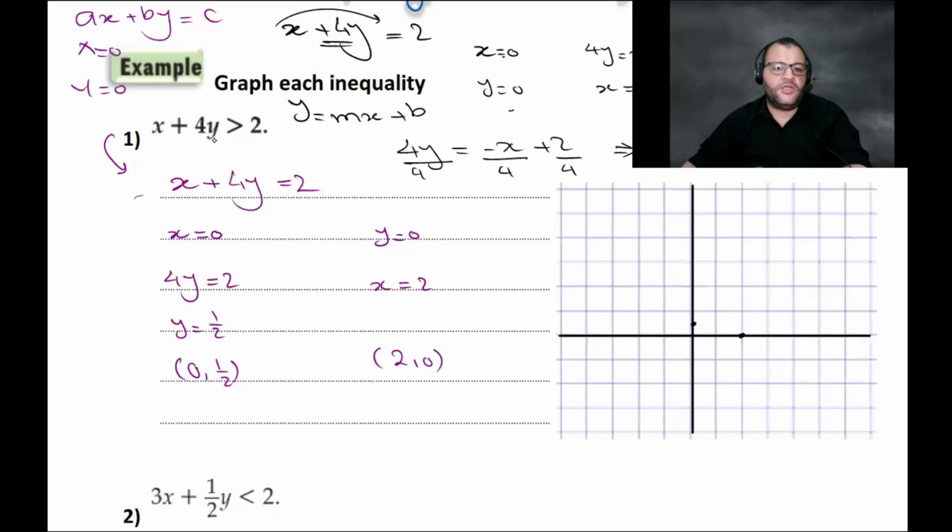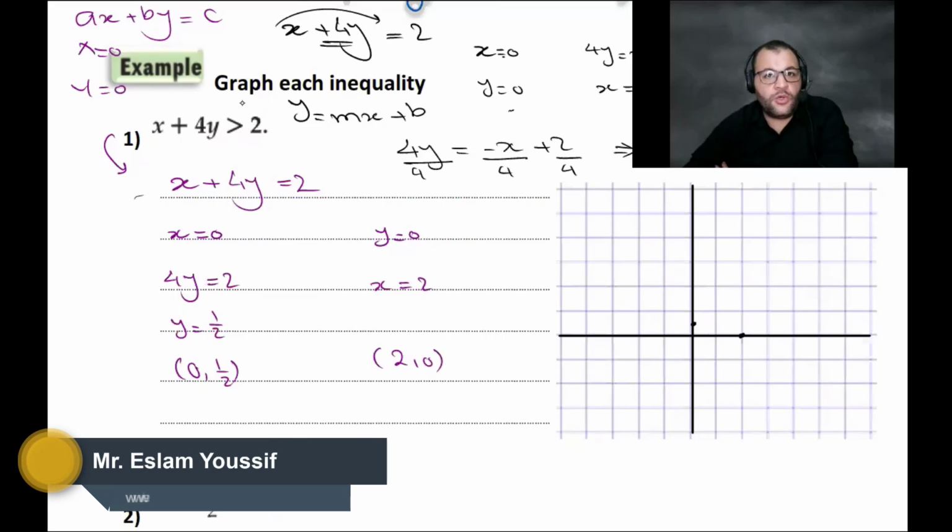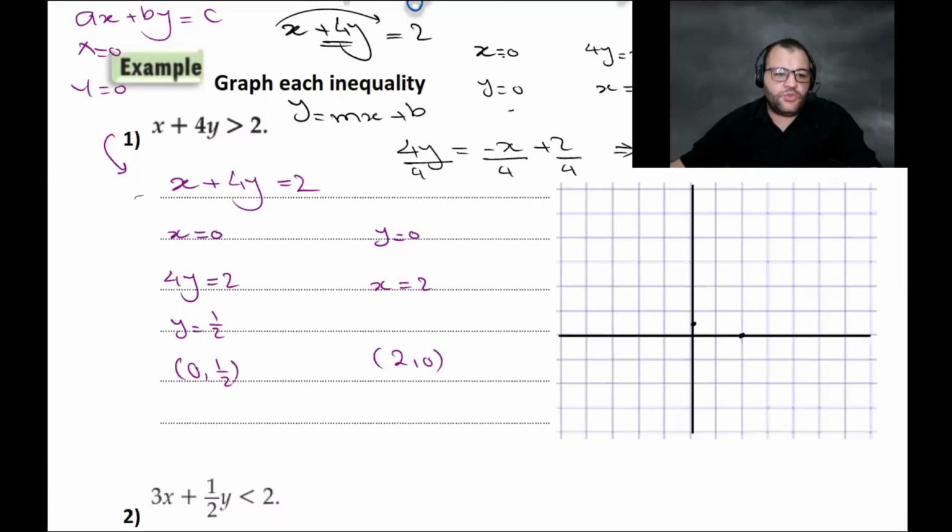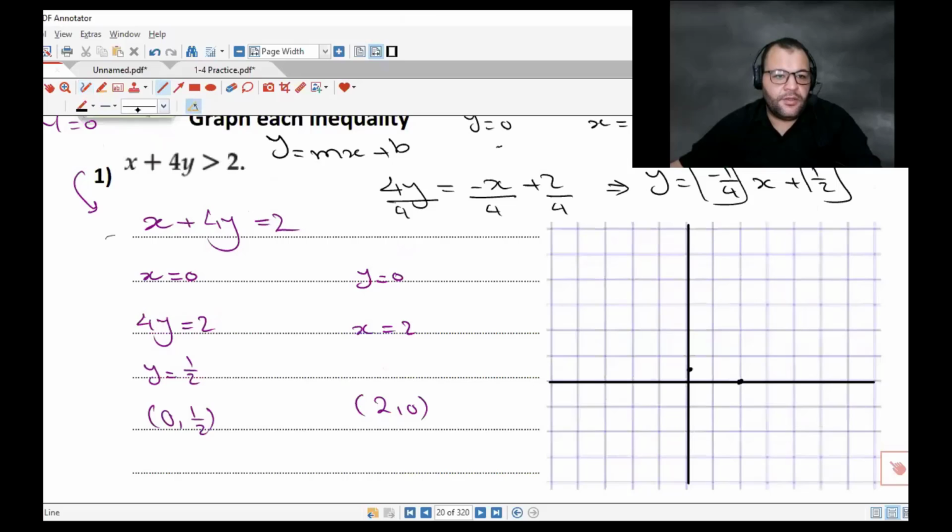Go back to the inequality. What is the meaning of greater than or smaller than? Does it mean the point is included in the graph or not included? It's not included, so we make the dot open. Now we need to graph the line. How can we graph the line? A dashed line.